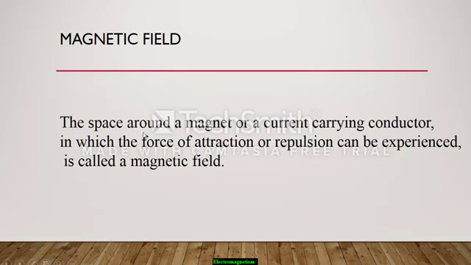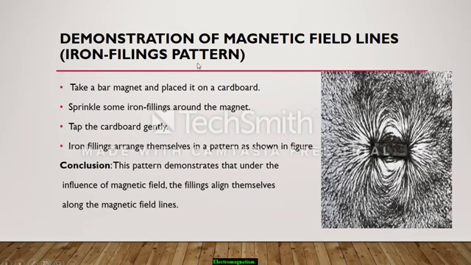What is a magnetic field? The space around a magnet or a current carrying conductor in which a force of attraction or repulsion can be experienced is called a magnetic field. So how can we see these magnetic field lines? We will do this experiment. This is a very simple experiment which can be done at your home. Take a bar magnet or a simple magnet and place it on a cardboard. Sprinkle some iron filings around the magnet.